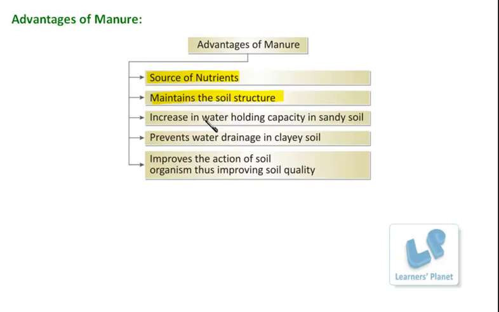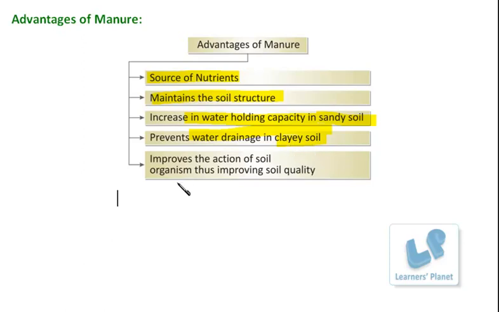Besides this, when it is added in the soil, it increases the water holding capacity in the sandy soil. You know, sandy soil is much more porous, right? And water retention is quite difficult over there. So this holding capacity increases when the manure is added in the sandy soil. Not only this much, even it prevents the water drainage in the clay soil.